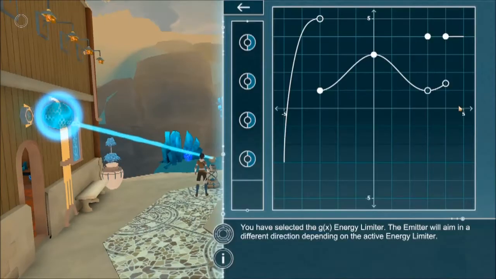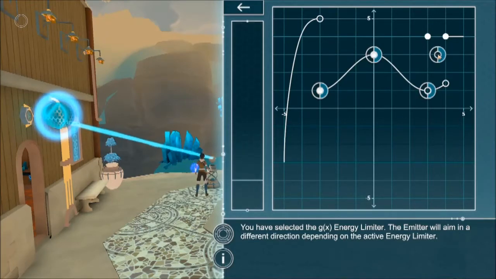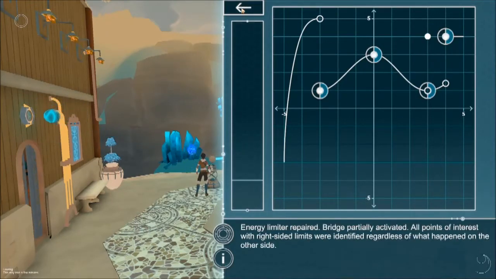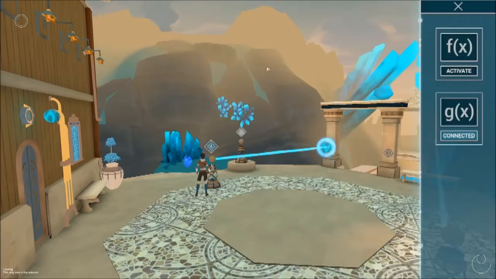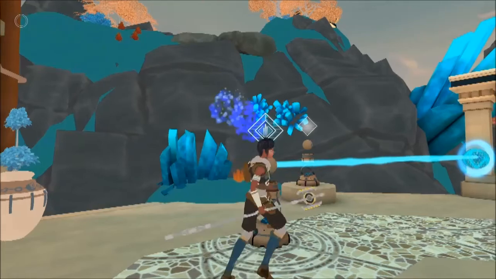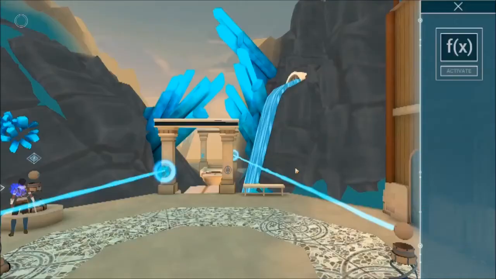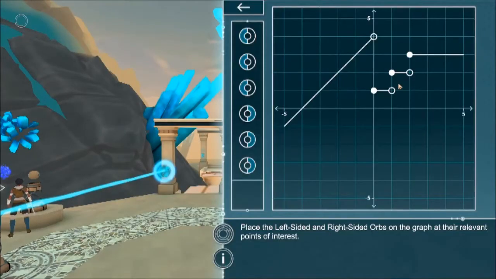So now we look at g of x, solve that. So again, we're looking for stuff approaching from the right instead of the left. Because it is still the introductory tutorial stuff, it's not like they're going to throw us any massive curveballs. And now that light's going to the right place, so we can keep going. Move on to that one.